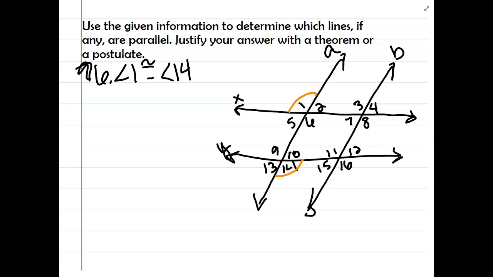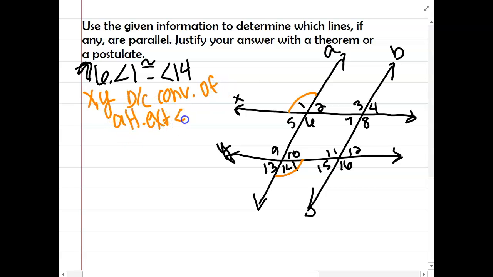So kind of like we did on the first ones, how would you classify angles 1 and 14? Alternate exterior angles, and they are exterior of which lines? X and Y. So I could say that X and Y are parallel because of the converse. Remember, if you're trying to prove the lines are parallel, it's the converse of the alternate exterior angle theorem.